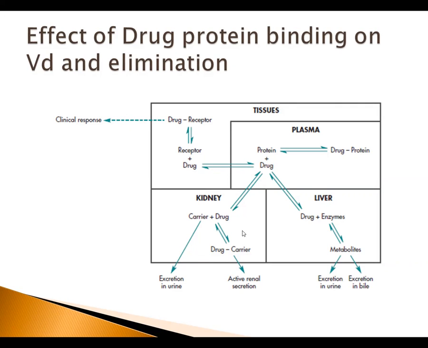And here in the kidney, the drug can get bound to the carrier, and it can result in active renal secretion. There is a process called active renal secretion. Or in the liver, it can bind to the enzyme and undergo metabolism. And these metabolites get excreted in the urine or through the bile. So like this, there are sequences that happen to the drug after crossing the systemic circulation, and it comes out of the body by the excretion process.